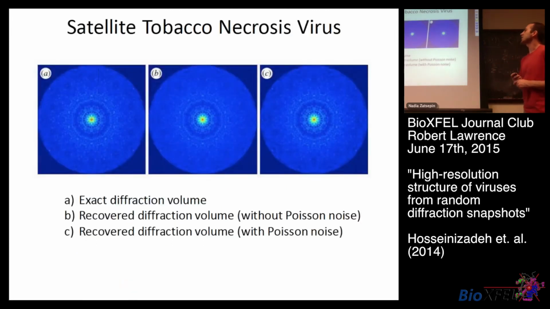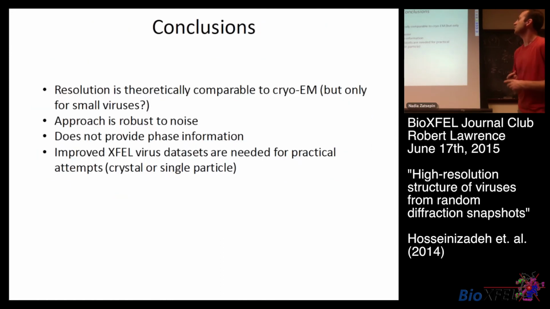And so here's a look at a map of the diffraction volume. This is the exact diffraction volume that they would have expected, and then these two are what they recovered. The first one is without the noise, and the second one is with Poisson noise added in there. And so the take-home message from this is that the algorithm that they developed is pretty robust to noise. There doesn't seem to be a huge difference there between the two.